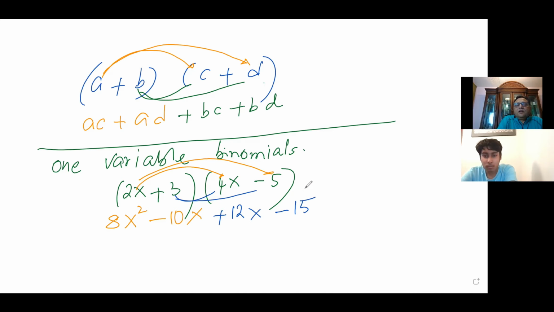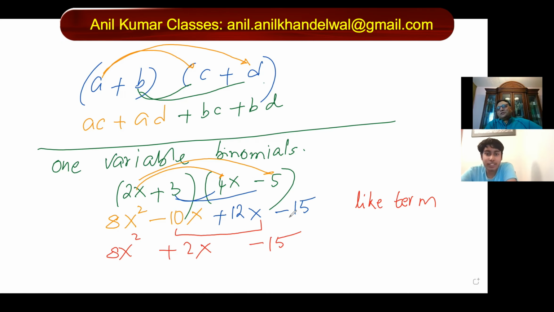Now you can see very clearly that the center terms here are like terms. They can be combined. And when you combine them, what do you get? You get 8x squared plus 2x minus 15, right? Yes, sir. So that is what that FOIL thing is, right?